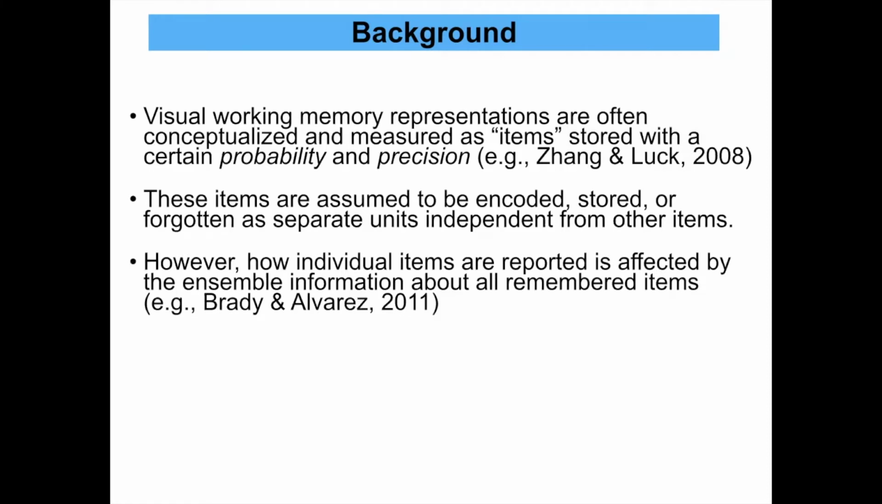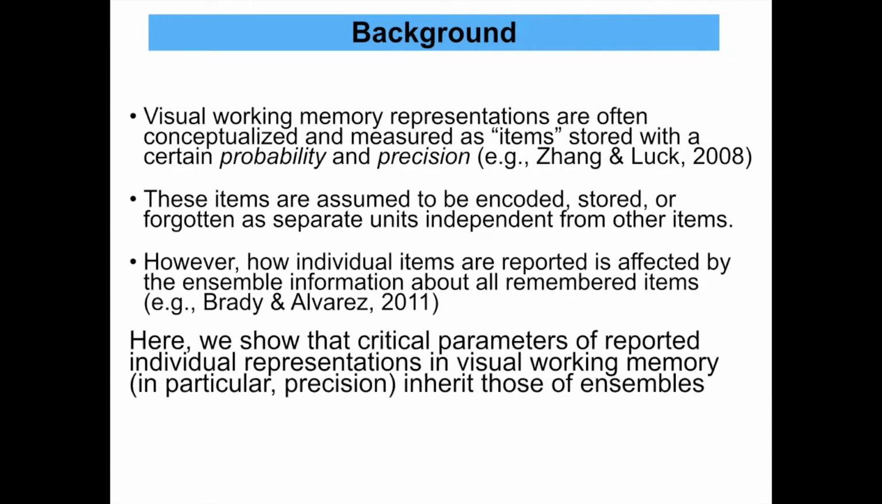For example, we can recall individual features shifted to the average feature of all remembered items. That is, we say that individual memories are biased by the ensemble information. So today, I'm going to tell about new evidence that critical parameters of visual working memory representations, in particular precision, which is so important for many working memory models, in fact, inherit quite a lot from ensembles.